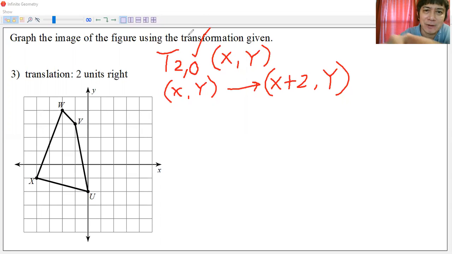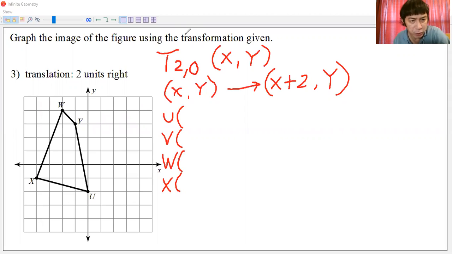Okay, so let's continue with our points. This is U, V, W, X, alphabetized, UVWX. Our point U is along the y-axis below the origin. So this is 0, negative 2.